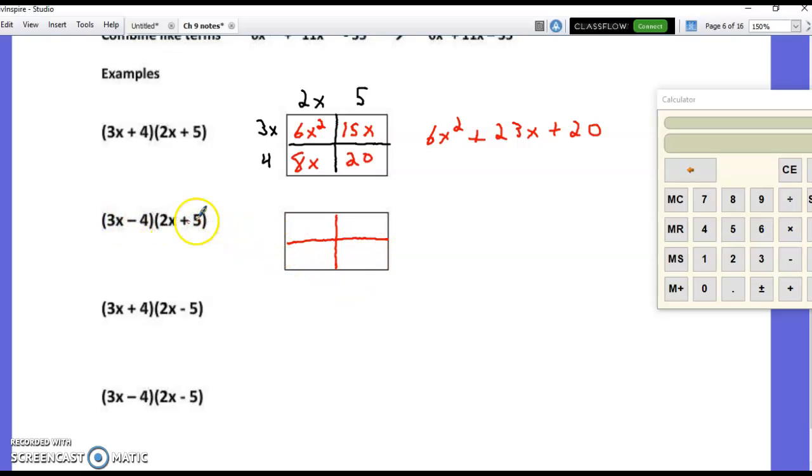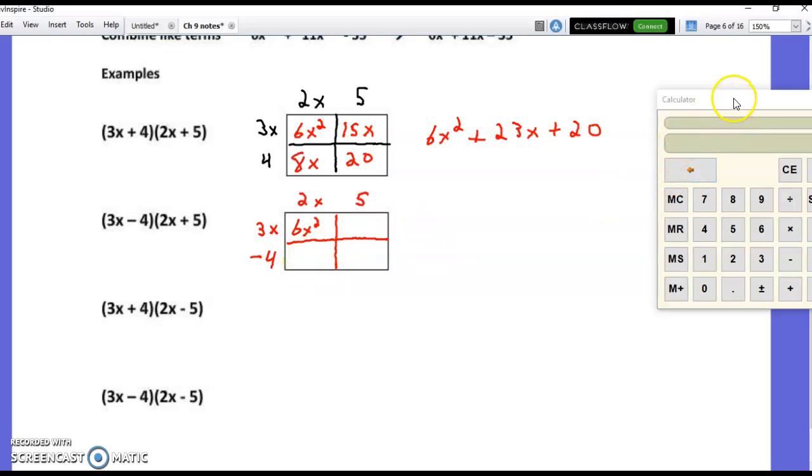So we have a 3x and a negative 4, and it doesn't matter where you put them, because the boxes are going to be the same as just putting them in standard form. Then I have a 2x and a 5. So this is going to be 6x squared. 2 times negative 4, remember our negative.